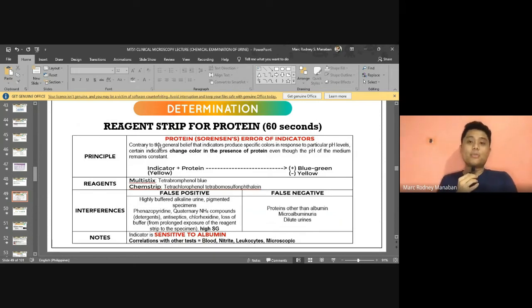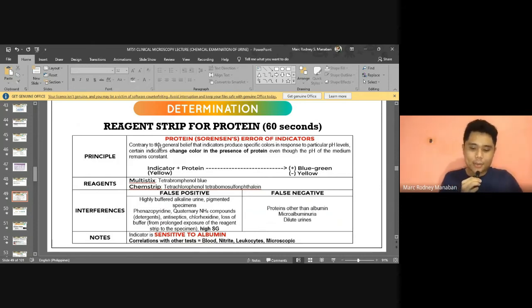Okay. Pigmented specimens which can mask the color, such as phenazopyridine, which causes pigmented urine. Quaternary ammonium compounds, which are basic. Antiseptic chlorhexidine. The loss of buffer, of course, from prolonged exposure of the reagent strip to the specimen. And high SG, all right? High SG can also override the system, and it can also limit the sensitivity of the test to the protein.